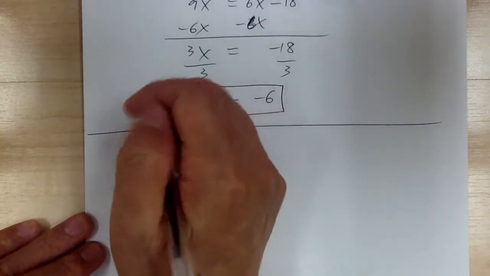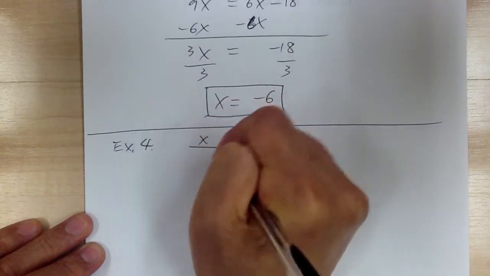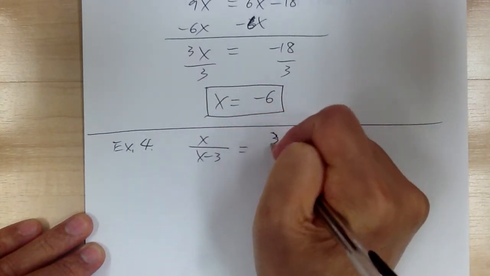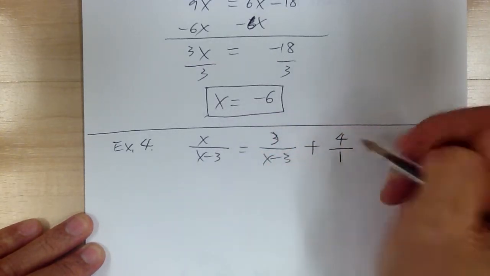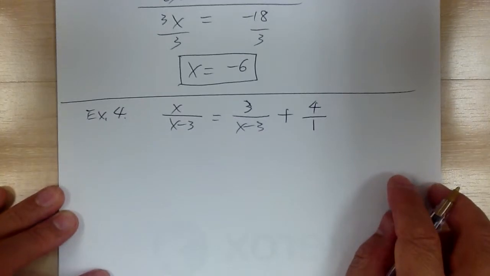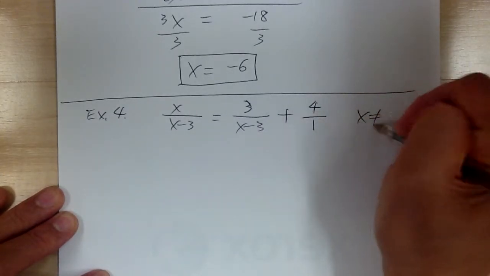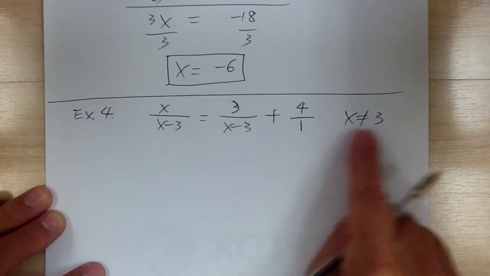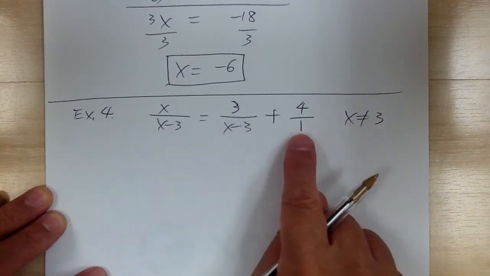Okay, let's go to example 4. You have x over x minus 3 equal to 3 over x minus 3 plus 4 over 1. I'm going to write 4 over 1, to make it all into fractions. So right away, x cannot equal 3, right? You have to keep track of your excluded value. So 3 is not allowed, keep that in mind. Okay, so let's multiply by the LCD.